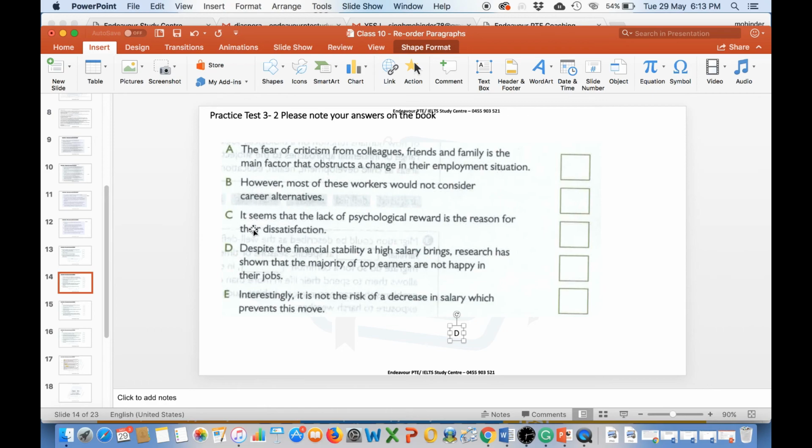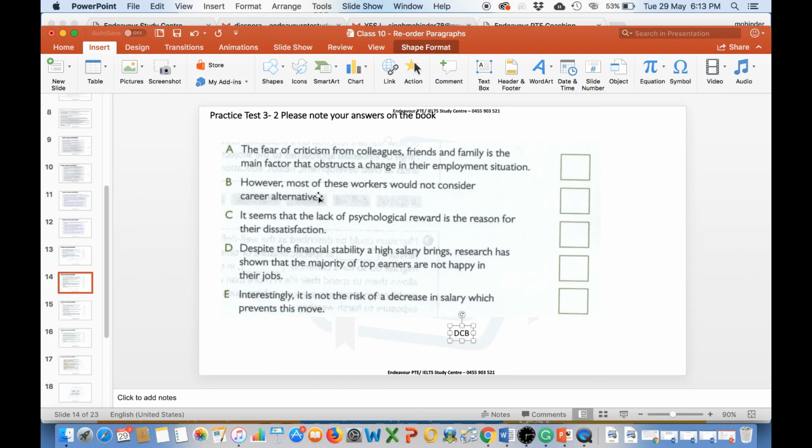All right, now if we look at "are not happy with their job" and then "it seems that lack of psychological reward is a reason for their dissatisfaction", that sort of connects. If you look at "are not happy" and "their dissatisfaction", I think C will go at the next number. It seems that because they're talking about dissatisfaction and about not being happy, right? "However, most of these workers would not consider career alternatives." Yep, so that goes next.